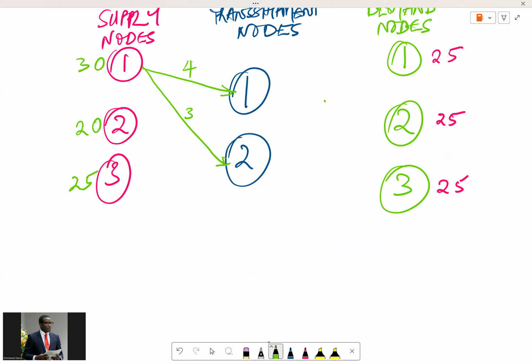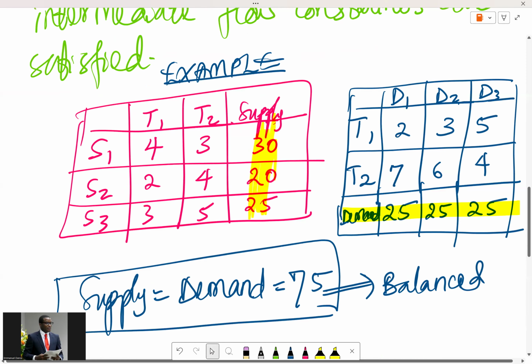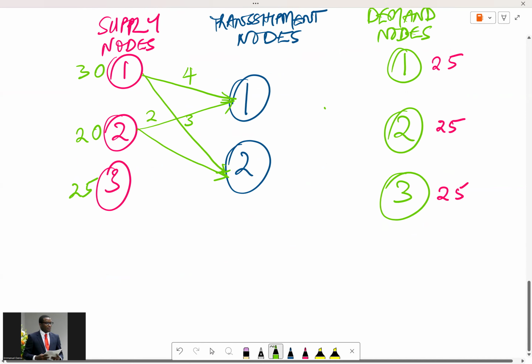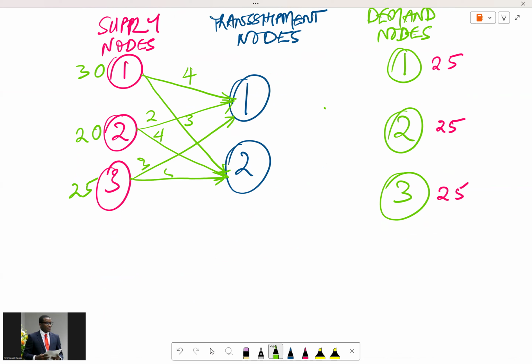Then to ship from 2 to 1, that is $2. As you can see, 2 to 1 is $2. Then from supplier 2 to transshipment node 2, that is actually $4. To ship from 3 to 1, that is $3. To ship from 3 to 2 is actually $5. So that's about between supplier and transshipment node.